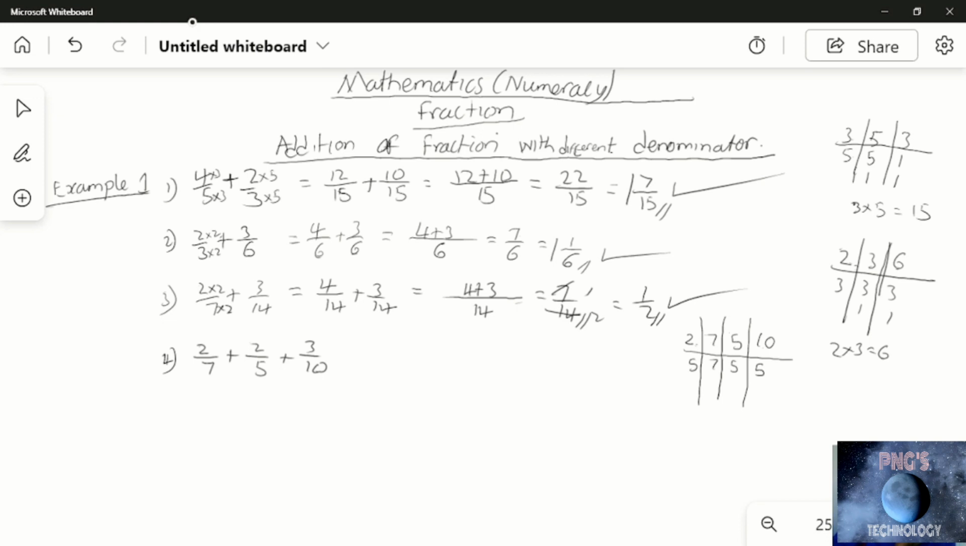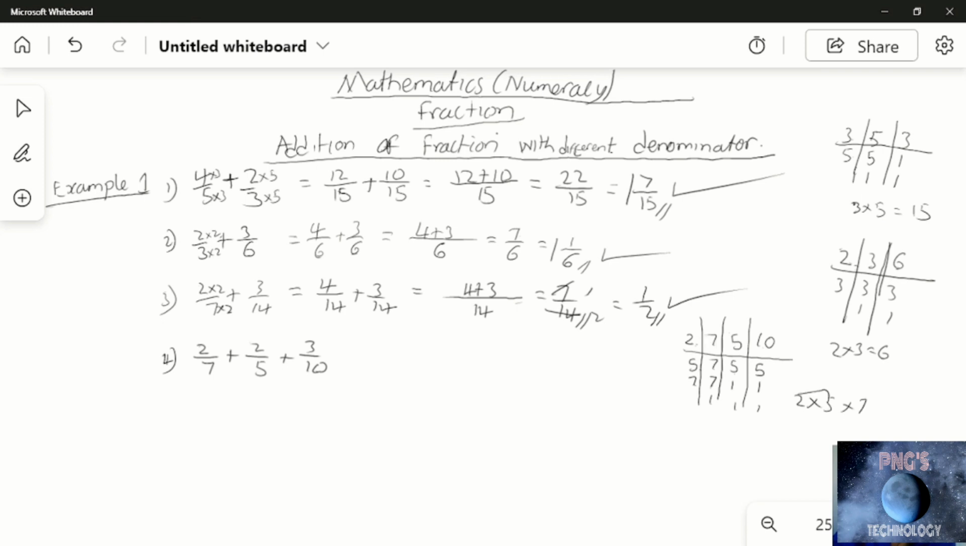5 will not go in 7 without the remainder, so we're going to drop 7. 5 will go in 5 completely, which is 1 time. So the next prime number here is 7. 7 in 7 is 1, 1, 1. So multiplying our dividers, we have 2 times 5 times 7.